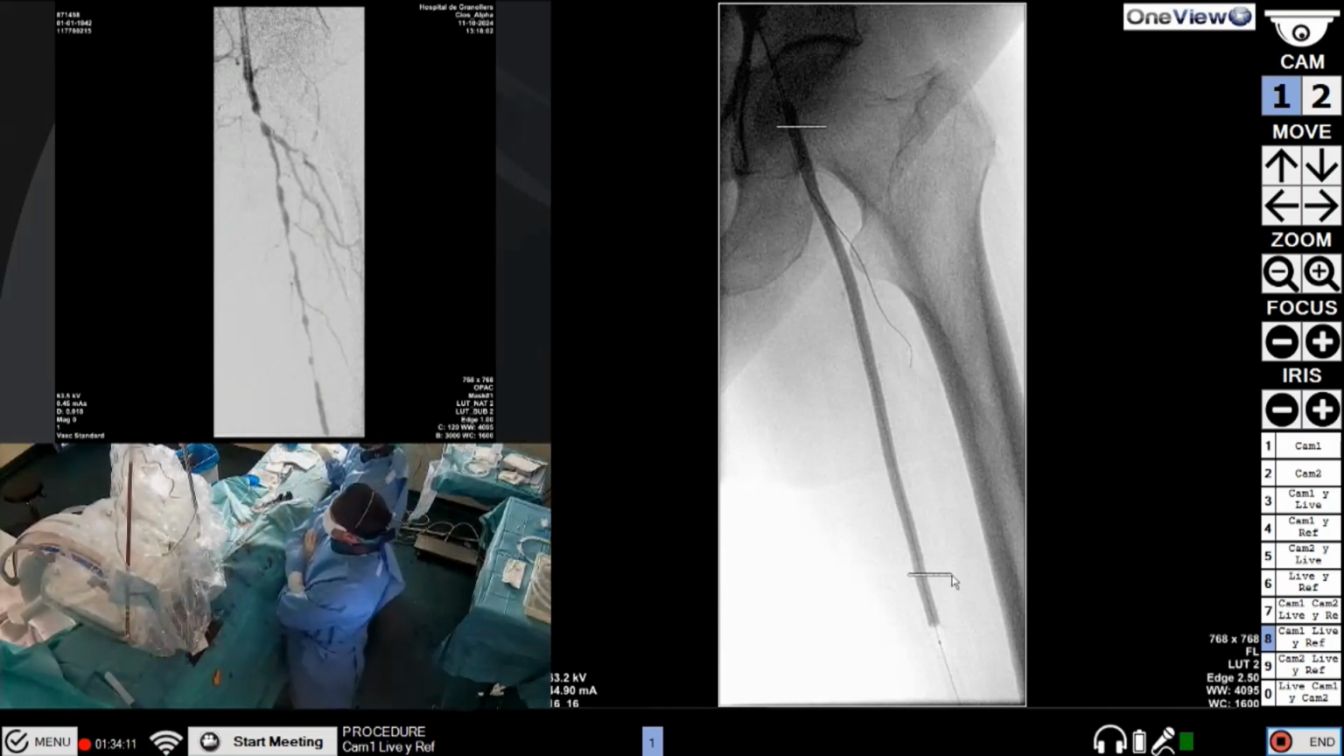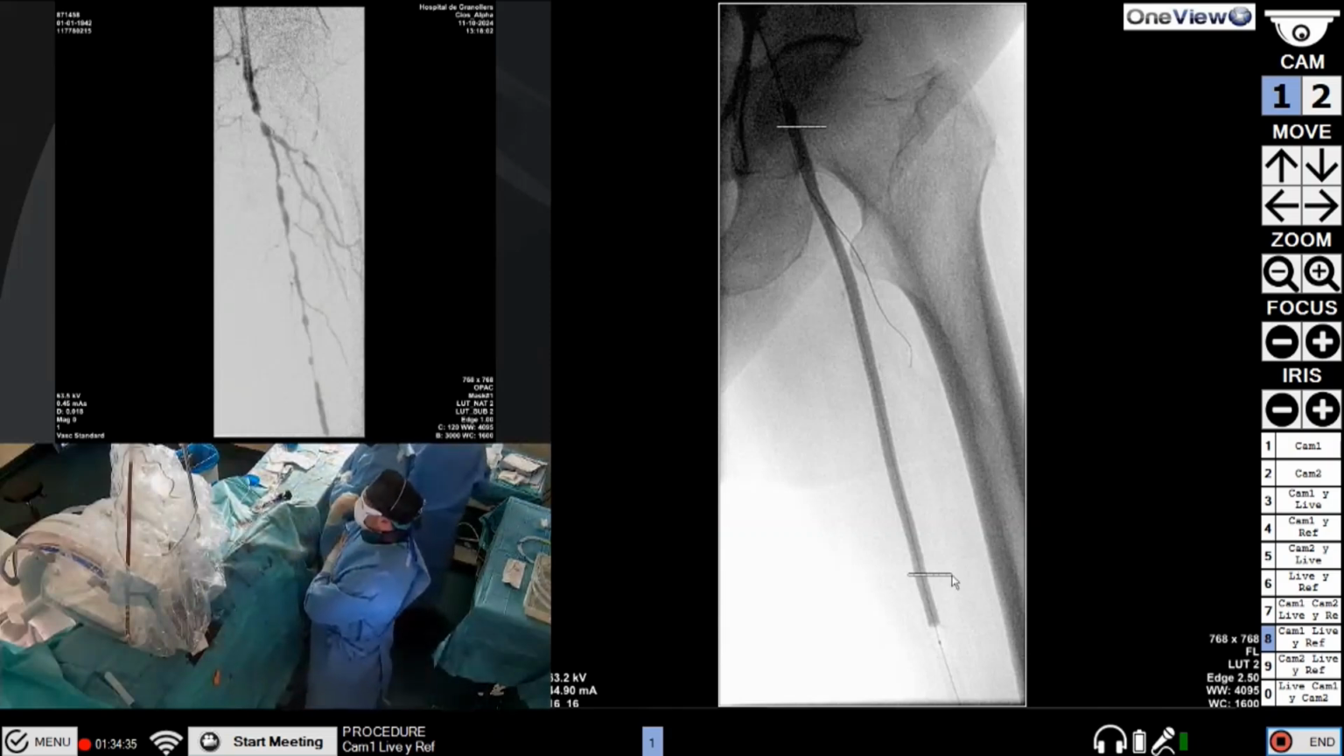When we have both ostia affected, I treat almost always both ostia. We operated on a lot of critical limb ischemia, so we give priority to the SFA to achieve inline flow to the foot.